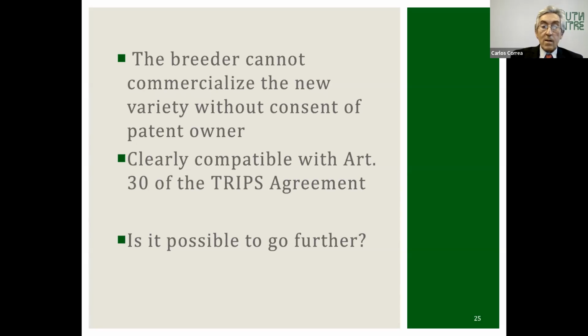The question is, however, whether it might be possible under patent law to go further. That means to have a breeder's exception which is fully equivalent to the exception under plant variety protection, meaning that the breeder would be allowed not only to do research and breeding, but also to commercialize the new variety which is developed on the basis of a patented variety or patented materials. So this has been discussed quite a lot in the literature. There is no clear conclusion, but this is an issue that deserves further exploration. Next one.